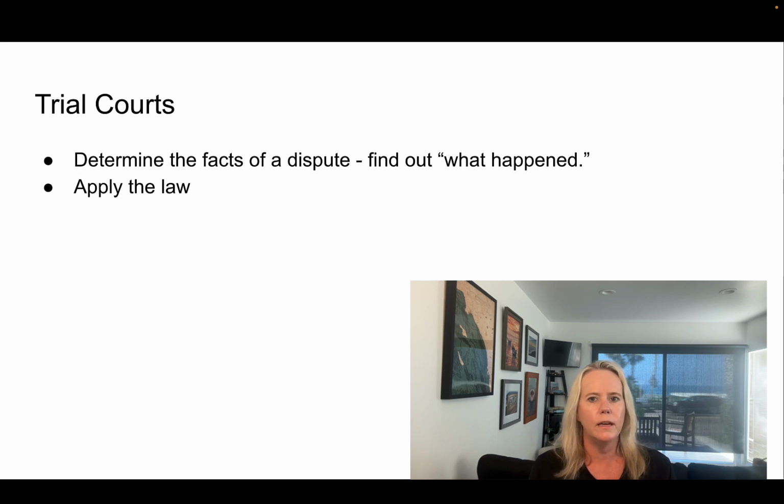At the lowest level, when you have a legal dispute with somebody, you go to the trial court, whether it's a state trial court or a federal trial court. That is the court that is tasked with determining the facts of a dispute. Their job is to find out what happened and to apply the law.